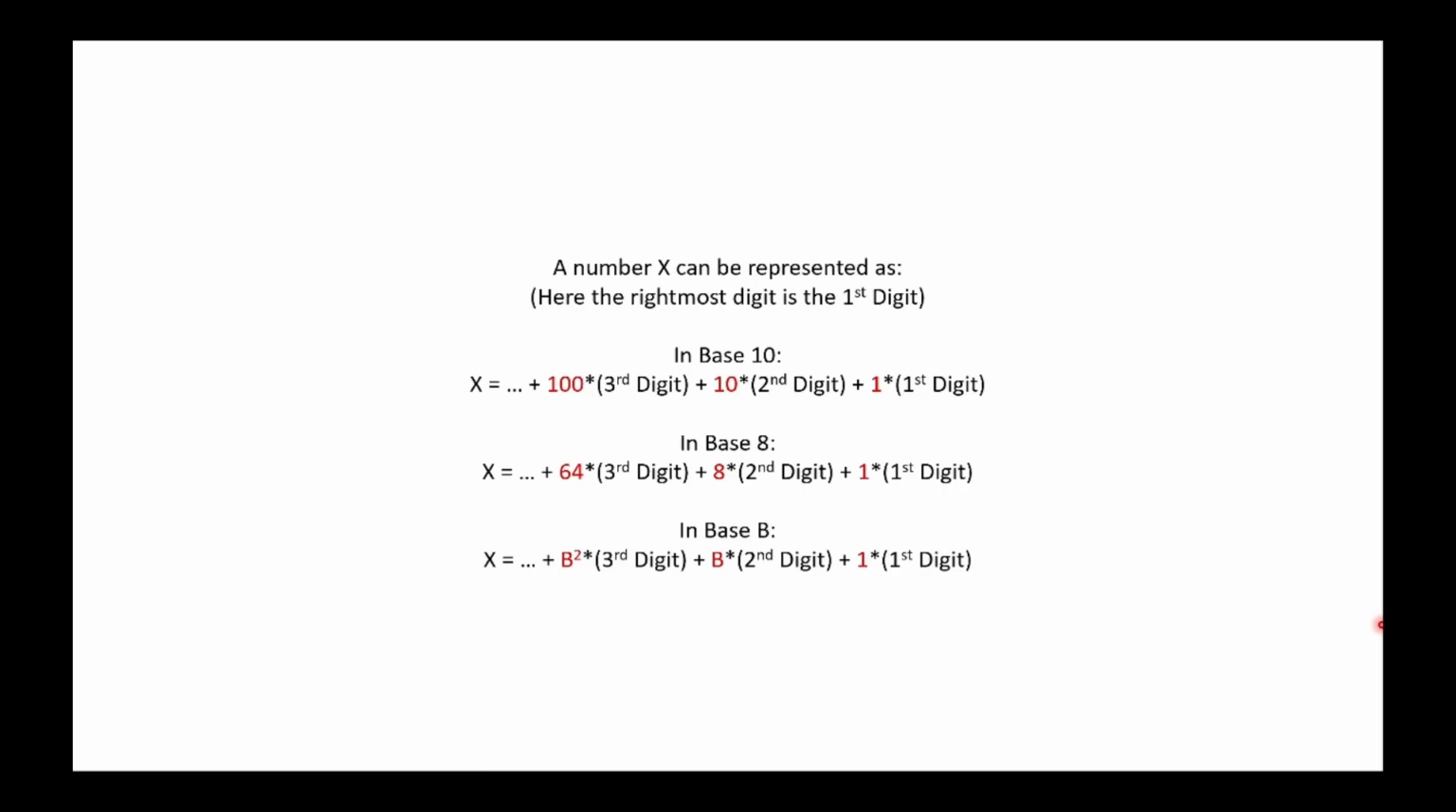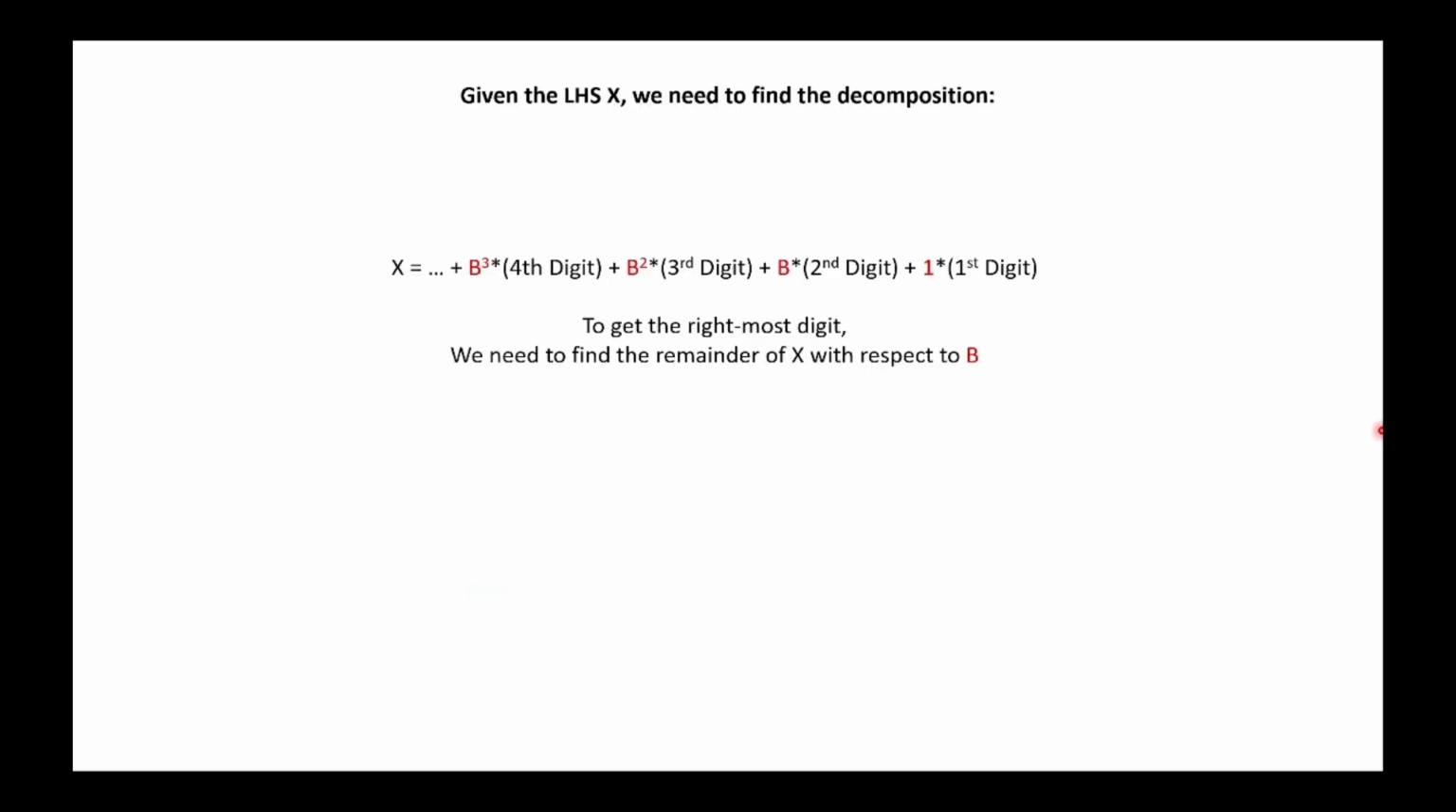Therefore, if we are given the representation of a number in any base, all we need to do is multiply 1 with the rightmost digit you saw, plus b times the second rightmost digit, and so on. This will give you the value of x. In our question, we are given the LHS x, and we are required to find the following decomposition.